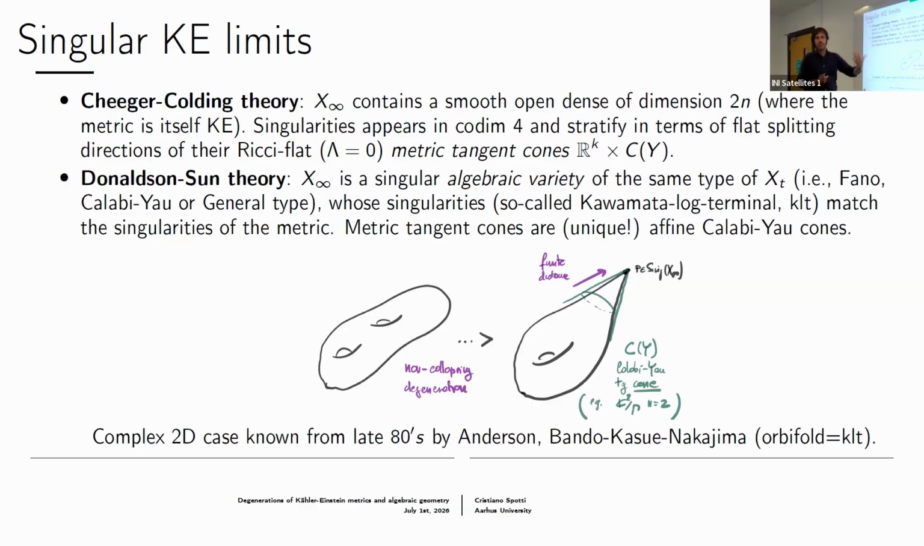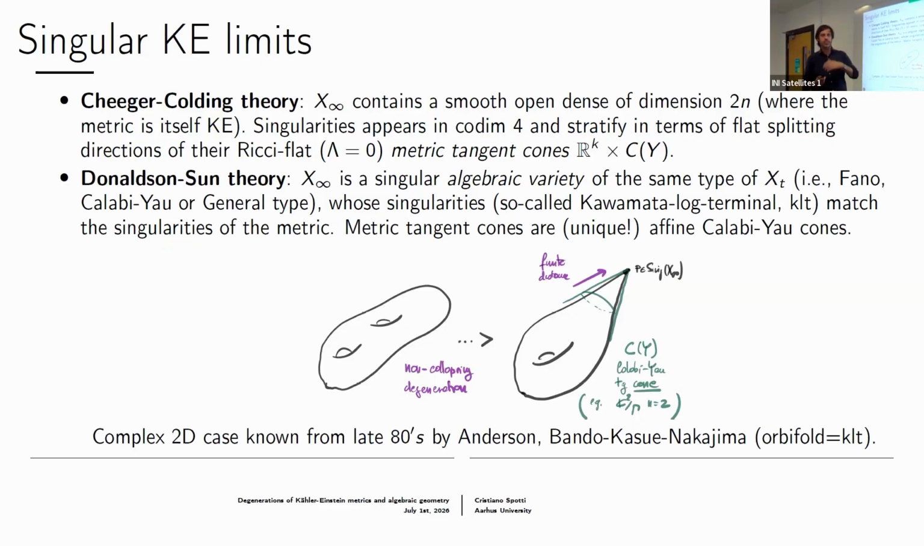But in our situation, we also have the complex structure, the parallel complex structure that comes with us, that is even algebraic before taking the limit. So the question is, can we pass the complex structure, the algebraic complex structure, to the limit as well? And the answer is yes. This is Donaldson-Sun theory, which says that under this polarized non-collapsing assumption, the limit turns out to be a singular algebraic variety of the same type as the one that we start with.